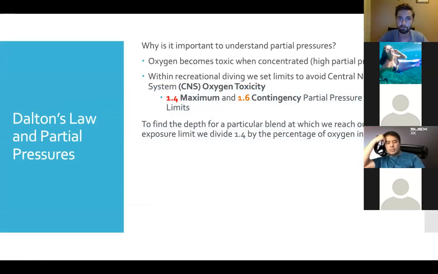Now, why is this important for us to understand? Oxygen becomes toxic to human beings when it's highly concentrated, so a high partial pressure. And so within recreational diving, we set a partial pressure limit on the amount of oxygen that is safe for our body to handle, okay? Like many limits in diving, this is a very conservative number, but it's tried and tested and it keeps people safe. And what we're trying to avoid is what we call CNS oxygen toxicity.